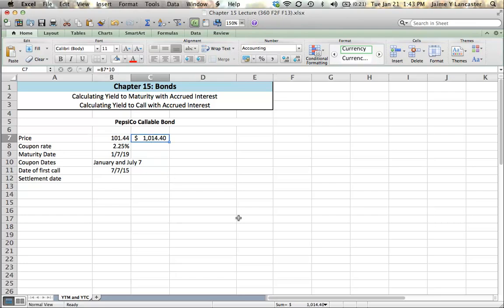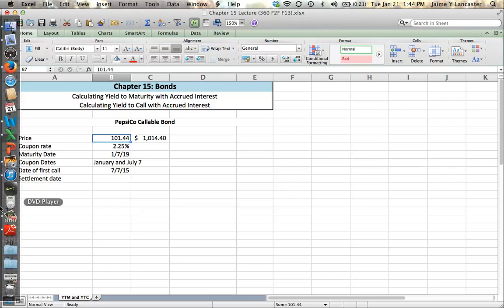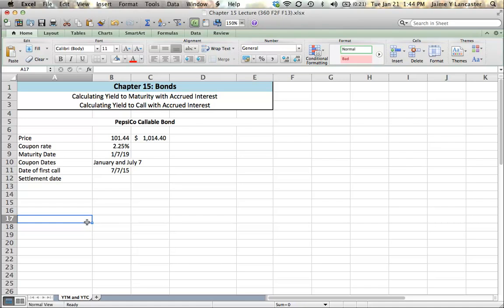So we're going to take a look at a Pepsi bond, and we're going to figure out how much money is actually going to change hands when this bond is purchased. So I pulled this data up from Yahoo Finance today. What's today? The 21st of January 2014. And Pepsi has a bond, and if you want to buy it, you can buy it for $101.44 per $100 of par value, otherwise known as $1,014.40.